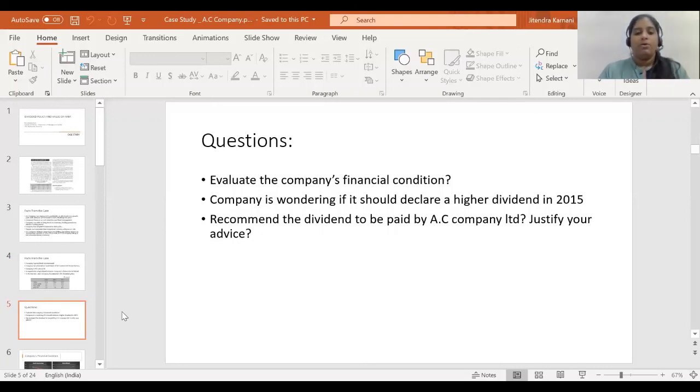First question: we need to identify the company's financial condition, where the company's finances are moving and what they are telling us. Second, the company's management was wondering whether it can go for a higher dividend declaration policy in 15. So we need to suggest to the company about the dividend declaration. We need to help the company with the dividend declaration policy with proper justification.